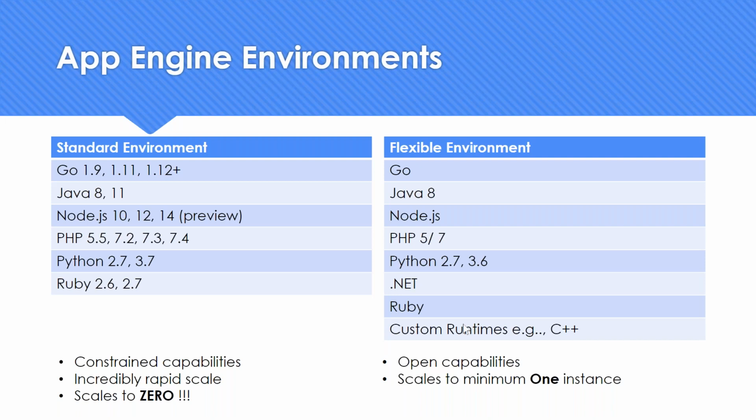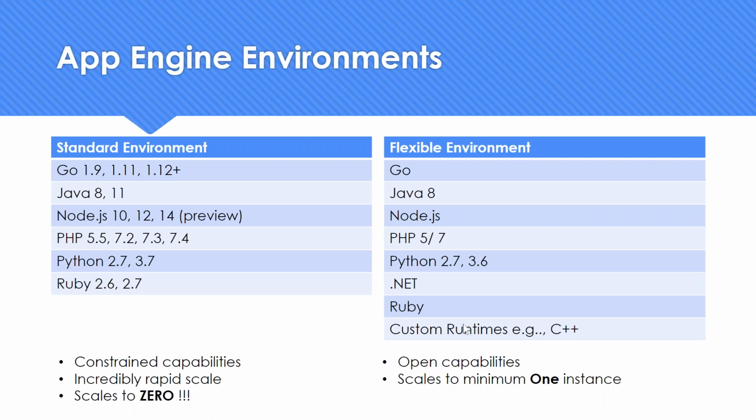Because it's a virtual machine, they have given you lots of freedom there. Whenever that freedom comes, you will have to pay some extra cost. Meaning you cannot scale down to 0. App Engine Flexible can only scale down to a minimum of 1 instance. So even if there's no traffic, App Engine Flexible is going to have 1 instance running. But standard will scale down to 0.